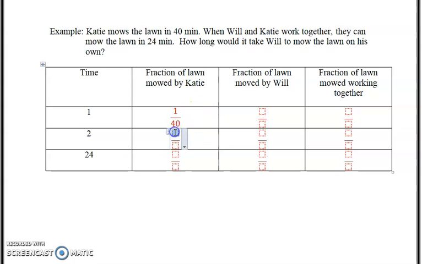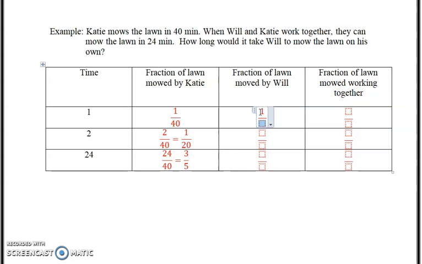So we'll take Katie 2/40ths, which can be expressed as 1/20th, right? And in 24 minutes, and I use the 24 because it's together, right? And then that would equal, 8 is the greatest common factor, so it would be 3/5, right? Okay. Now what about Will?